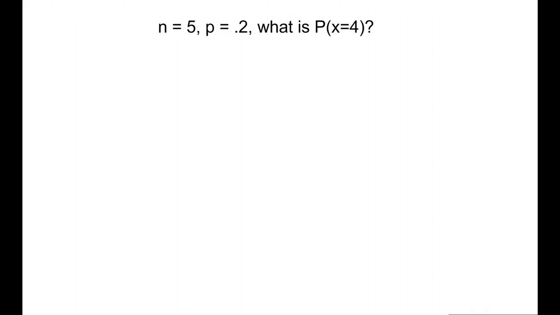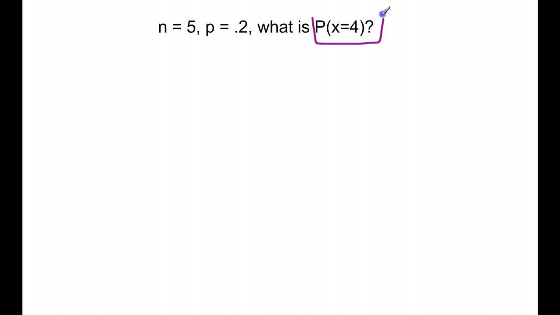Let's do some plug and chug binomial problems. If I'm given some information like my n is equal to 5, my p is equal to 0.2, then tell me what is this. And first of all, let's talk about how we even read that statement.